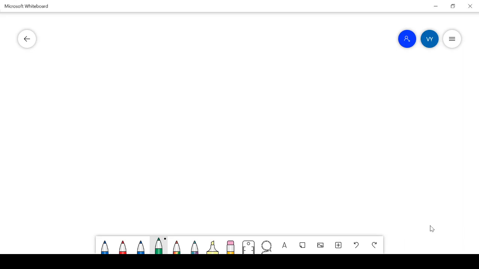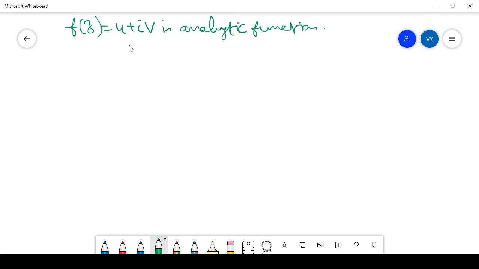We will now find an analytic function f of z is equal to u plus iv. Okay, this is an analytic function. Now, what is given here is that u plus v.